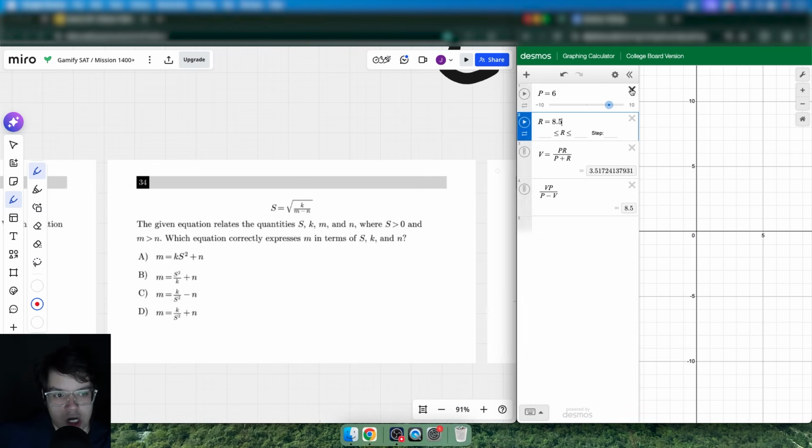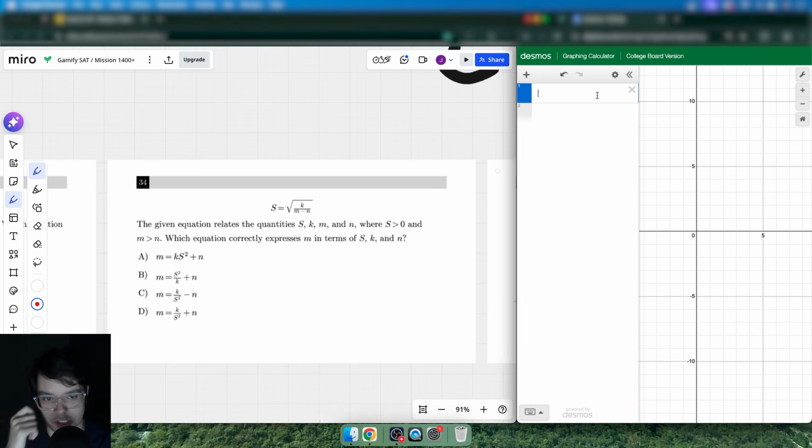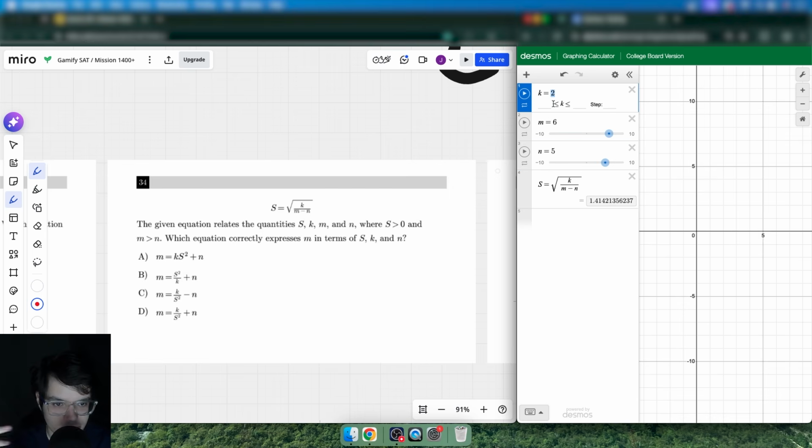Let's just try another one. Pause the video, give this one a shot, and see what you get. Okay, so I just chose some random numbers for K, M, and N. Keep in mind, you should never choose 0 or 1 for any of these because that just messes everything up, because 1 minus 1 is, of course, 0. And if you divide anything by 0, that's typically a bad thing. So don't do that.